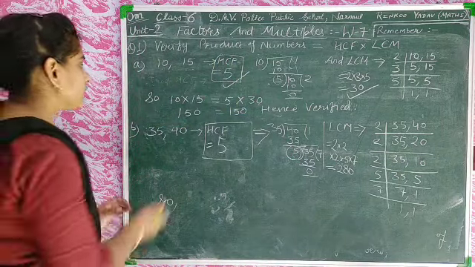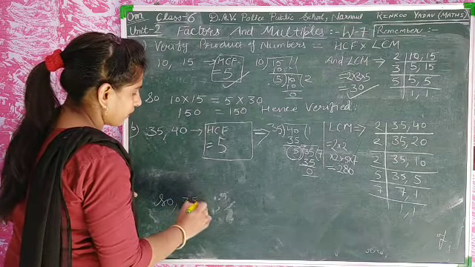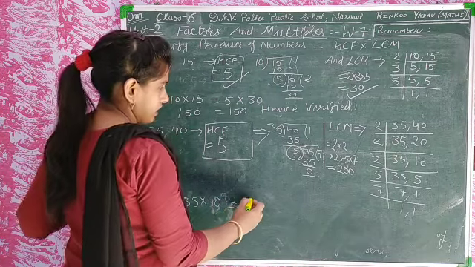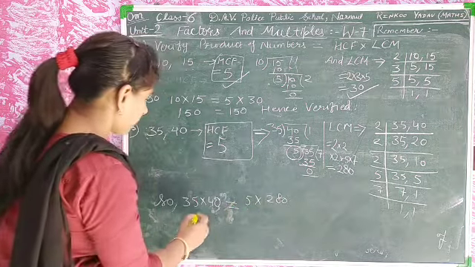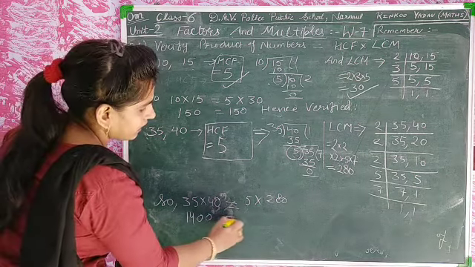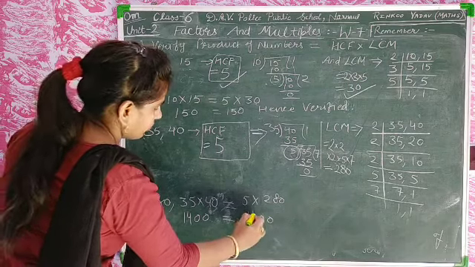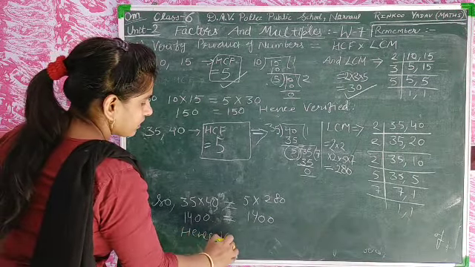Now students, we are verifying here. The product of these two numbers, 35 into 40, is equal to HCF into LCM. This must be 5 into 280. And what will we get here? 1400, and this must be equal to 1400. It means hence verified. Is this clear, students? I hope so.